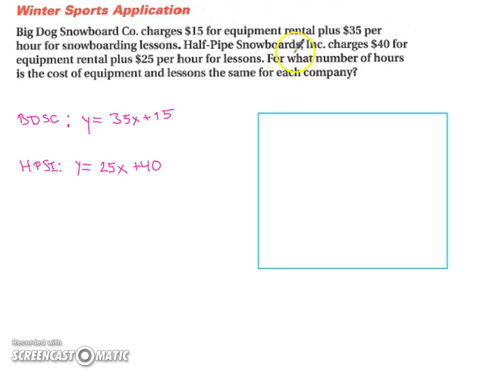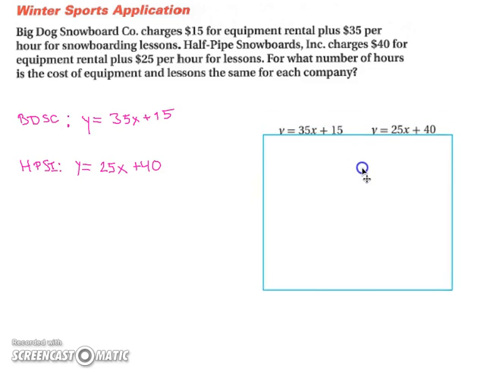Alright, so for what number of hours is the cost of equipment and lessons the same for each company? So let's look. Our slopes are different, so we know that we're going to have at least one solution. This is an actual plausible possibility here. If the slopes were the exact same with different y-intercepts, so they never intersected, you would never have an answer to this problem.